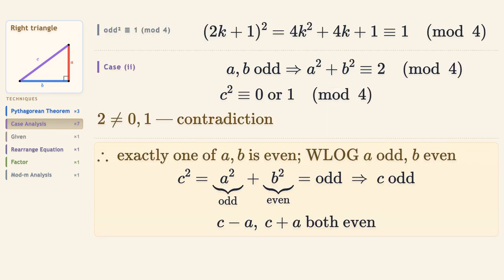Cases 1 and 2 are ruled out, so exactly one of integer a and b is even. Without loss of generality relabel, so integer a is odd and b is even. Then c squared equals odd plus even equals odd, so c is odd.